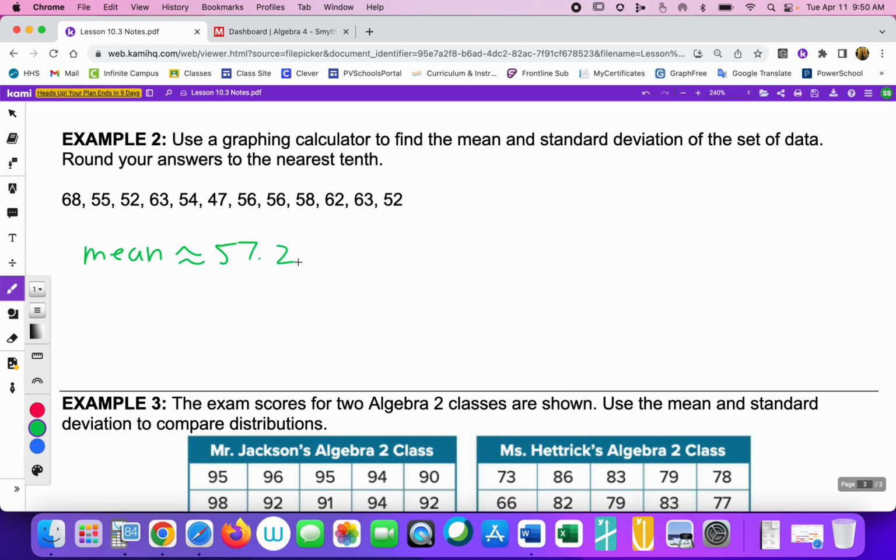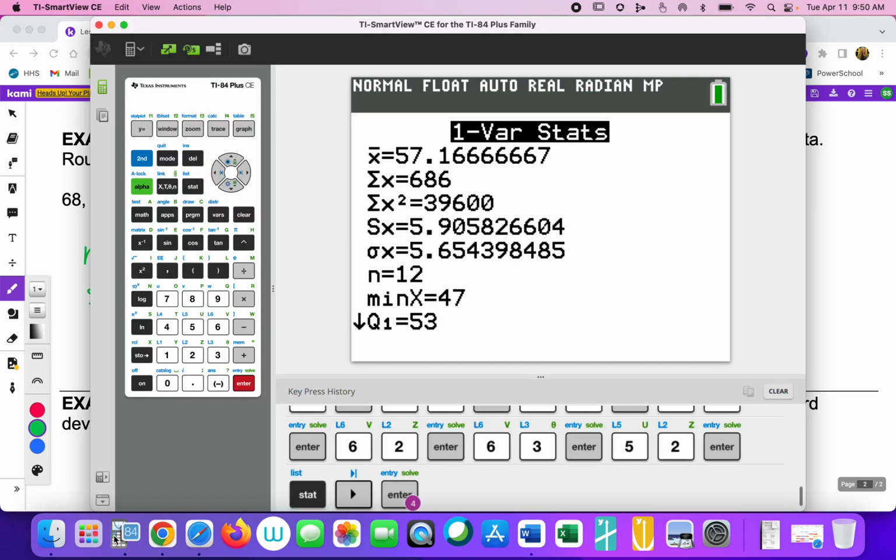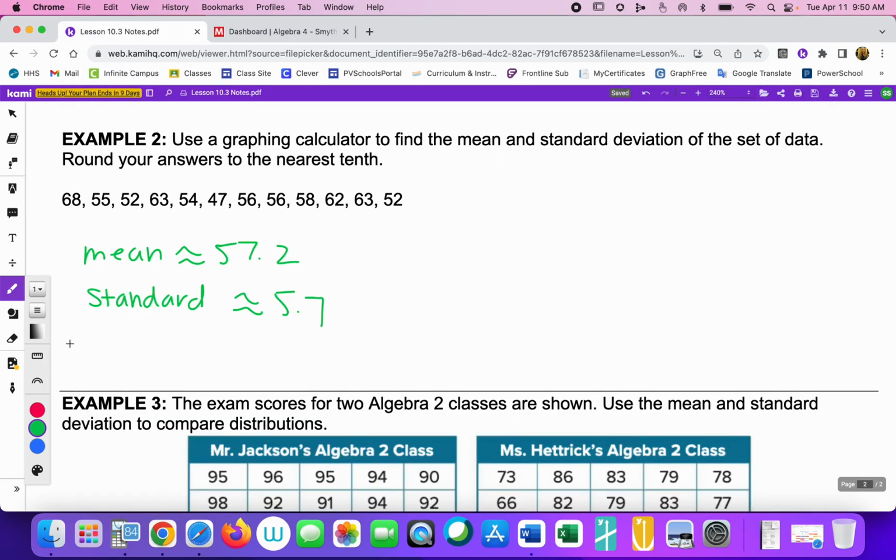So in your homework, you're gonna have problems. It's gonna give you a list of numbers. It's gonna say mean, you have a box, you gotta type it in. Standard deviation, you have a box, you gotta type it in. So what's the standard deviation? That is 5.7, right? Yep. So 5.65 would round up to 5.7.